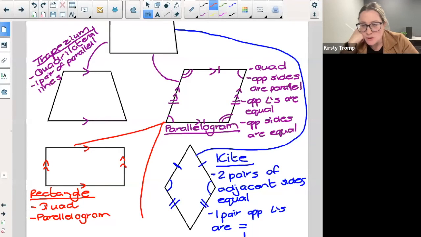What do the angles in a rectangle equal? Want some help? Yes, ma'am, please. What does it mean if I draw this little box here? Can you remember what that box means? Oh, they all have 90 degrees. You're amazing. Well done. They're all 90-degree angles. Good.